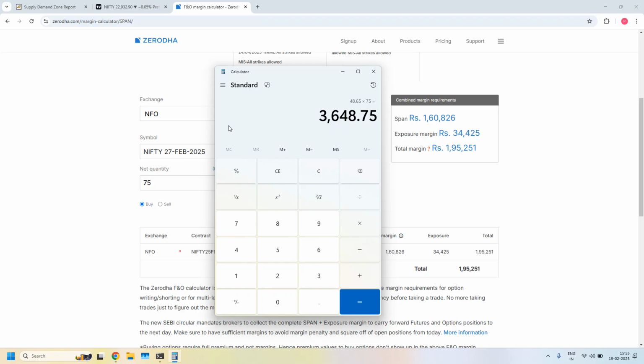3 times means maybe 10,600 or 700 you will be getting as profit. So it's a very good rate. But this risk should not exceed 2%. That is very important.